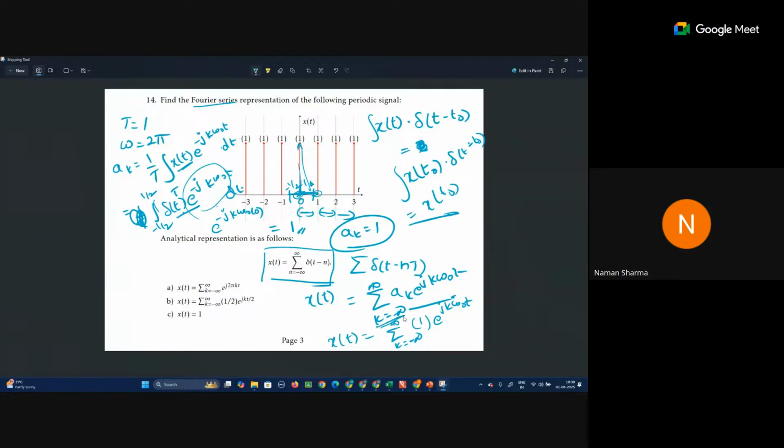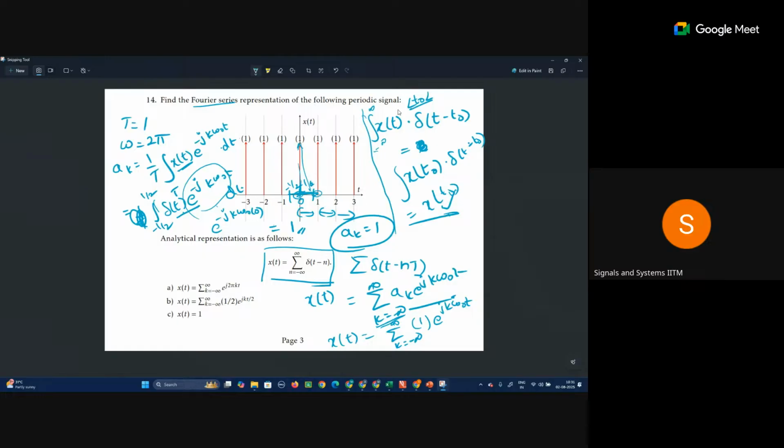No, above, that x of t into delta of t minus t naught. It is an integral with limits minus infinity to infinity. Yes, it can be from minus infinity to infinity as well, or any interval. But there is one condition: this t naught needs to be in between that integral. Then only it will satisfy.